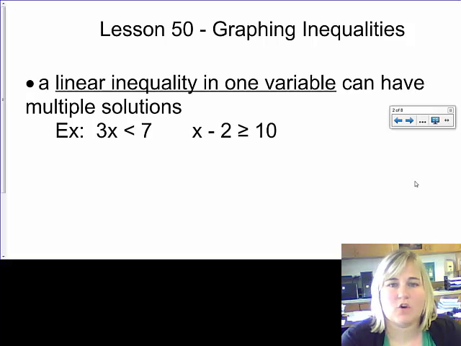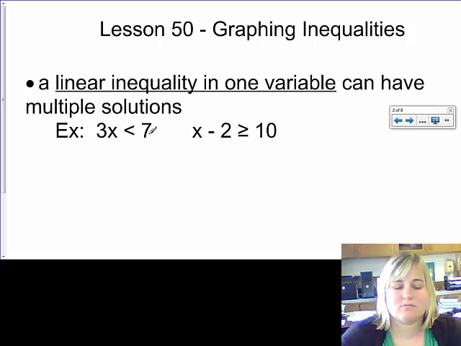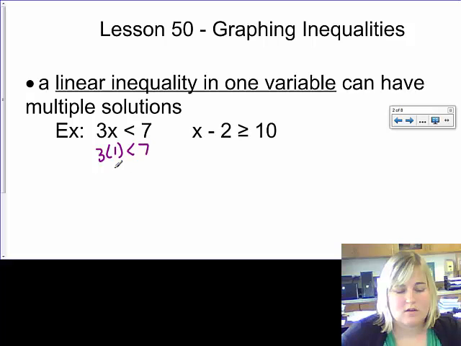Lesson 50, Graphing Inequalities. A linear inequality in one variable can have multiple solutions. So, for example, if I have 3x is less than 7, I just need to find numbers that will go in here for x that will make this less than 7. I can see that 3 and x are being multiplied, so 3 times 1 would get me 3, and 3 is less than 7. So if I put in 1, I would have 3 is less than 7.